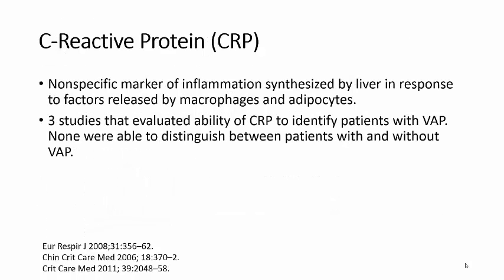What about CRP? It's a non-specific marker of inflammation synthesized by the liver in response to factors released by macrophages or adipocytes. There are at least 3 studies that evaluated the ability of CRP to identify patients with VAP. None were able to distinguish between patients with or without VAP, so not so good, definitely not so good.